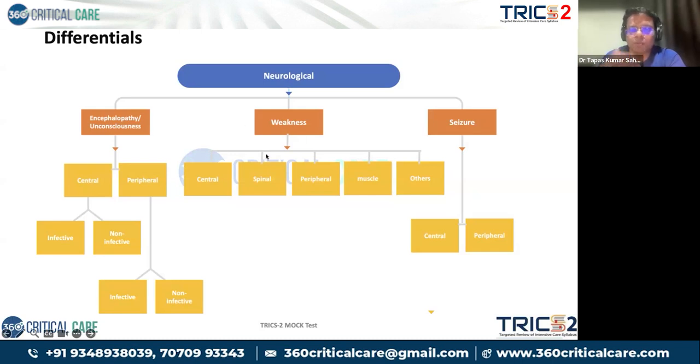Now, the second problem, which is related again to the CNS system or the peripheral nervous system, is weakness. In weakness, again, it can be a central cause, a spinal cause, a peripheral cause, it can be muscle or myopathic related, or some drugs, or some other miscellaneous causes.